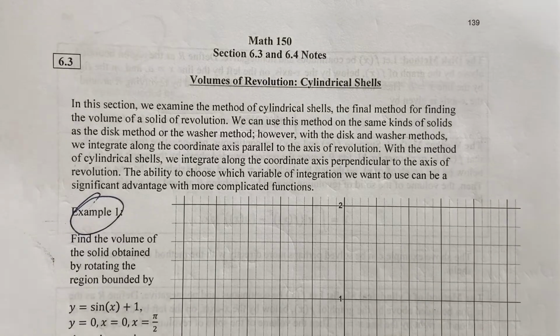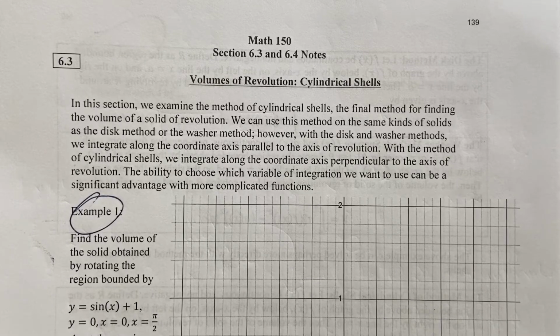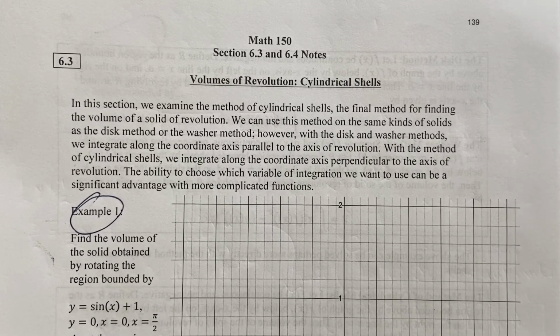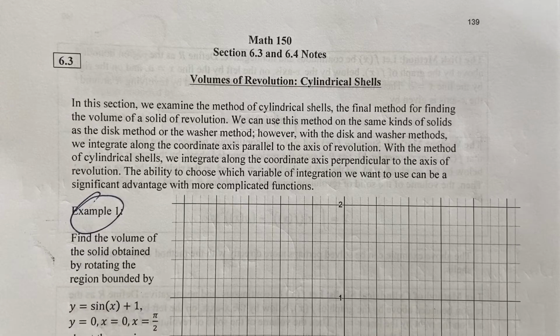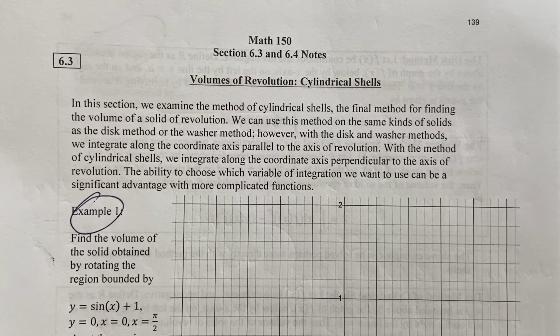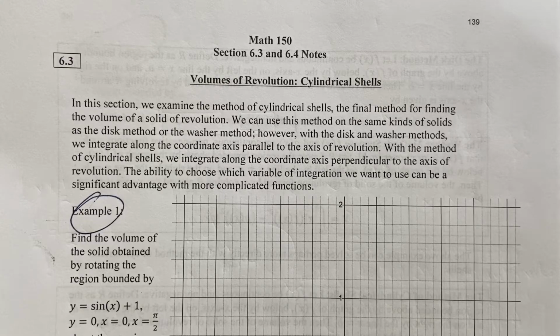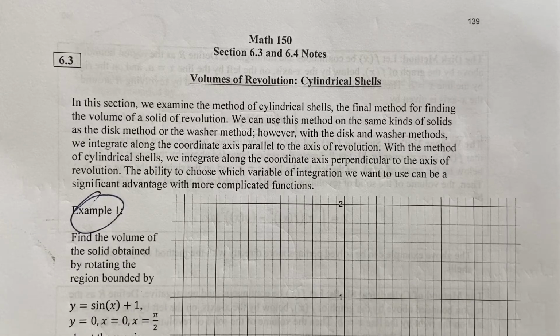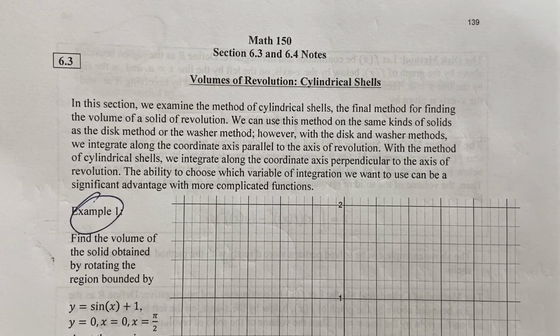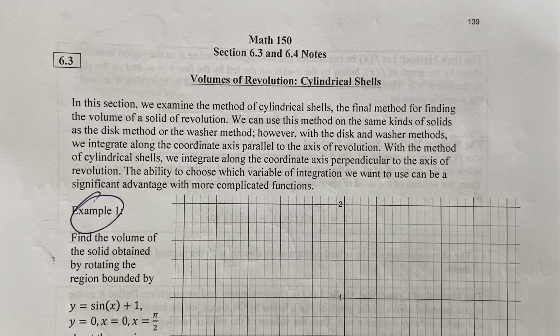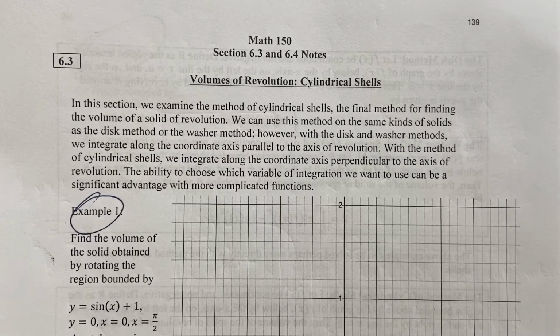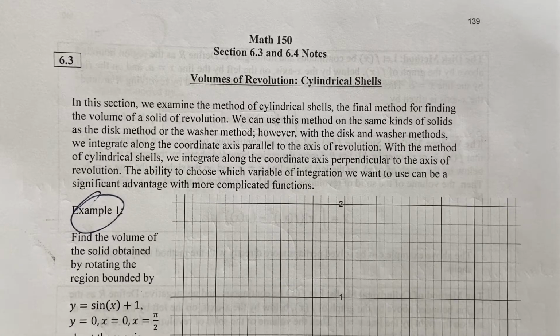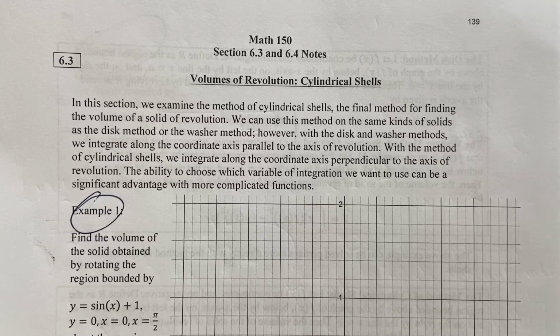Hello everyone. This video will talk about 6.3 and 6.4. 6.3 is our third way of finding volumes by slicing. We already talked about the disk method, the washer method. In certain cases, those two methods alone can be cumbersome as far as finding the volume of some rotated region. So with the cylindrical shells approach, it'll allow you to be more selective about what axes you want to integrate through.